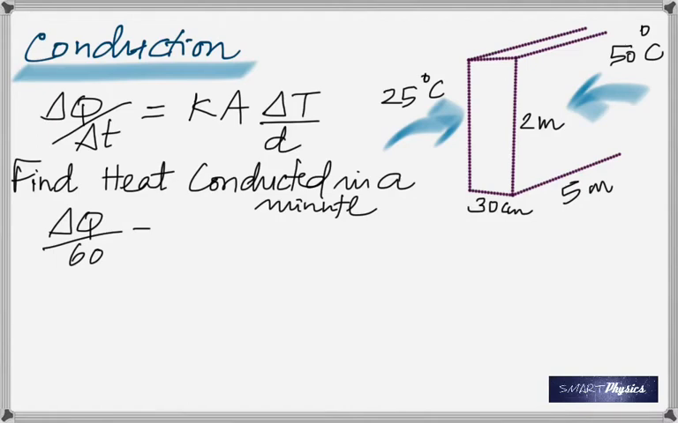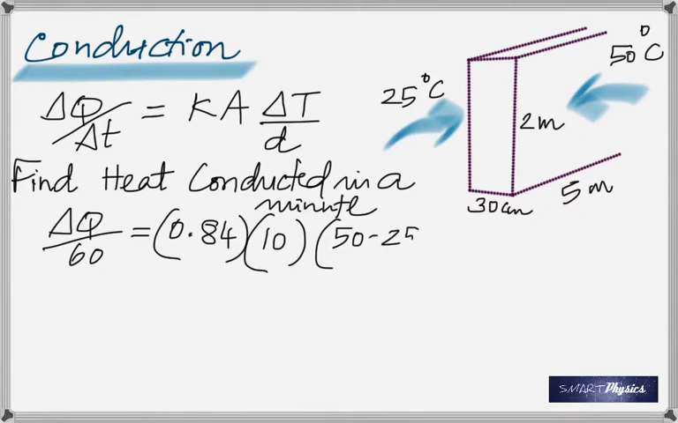It's 0.84 watt per meter per Kelvin, but I said heat conducted in a minute. That's why you have to have it in seconds, and 1 minute is 60 seconds. So that's K. What's the area? 5 times 2, 10 meters squared. And the temperature change is 50 minus 25, divided by 0.3, because you have to have it in meters.